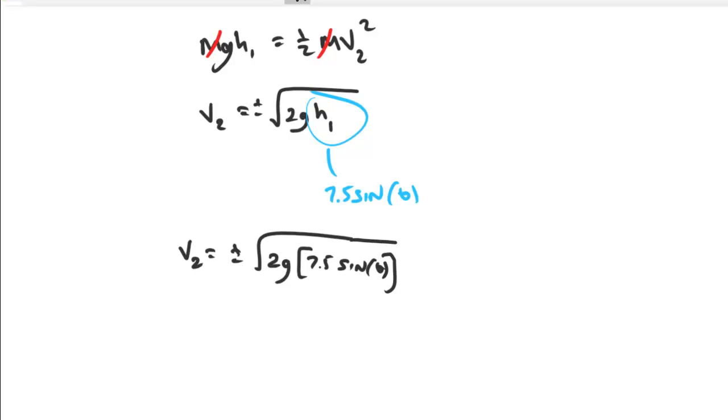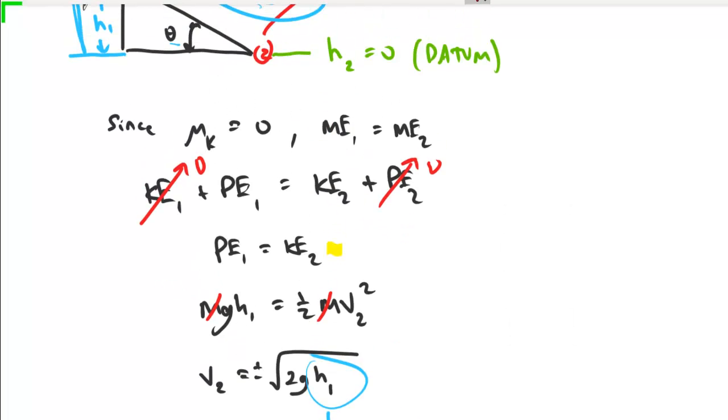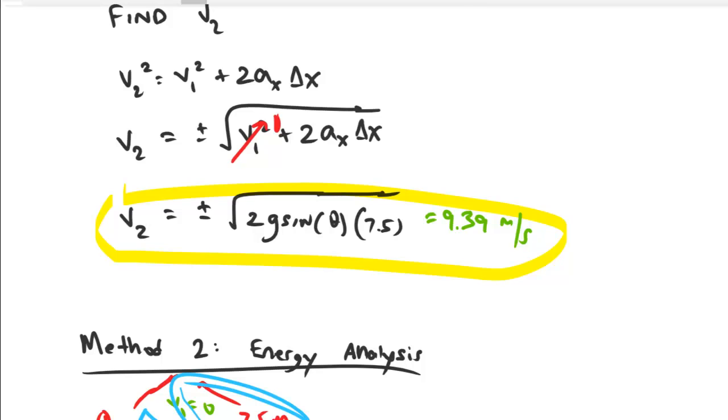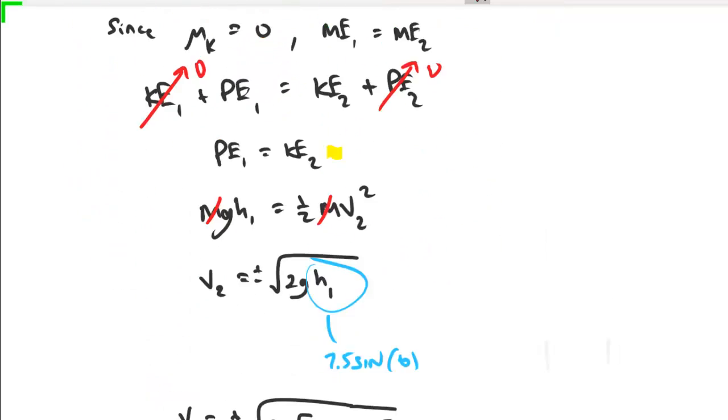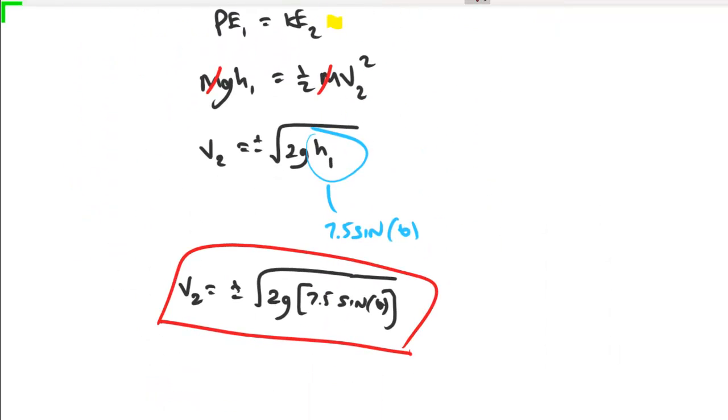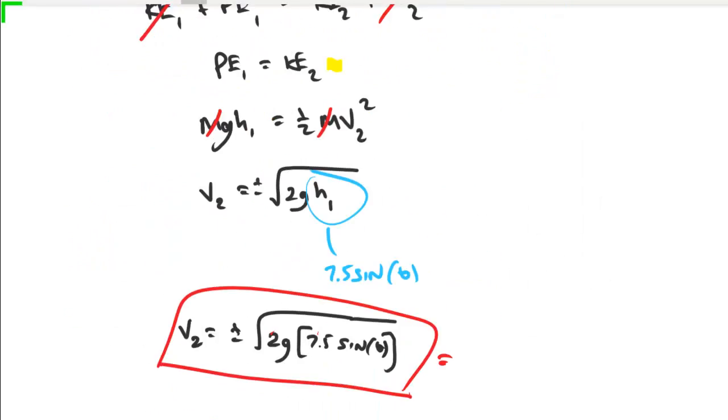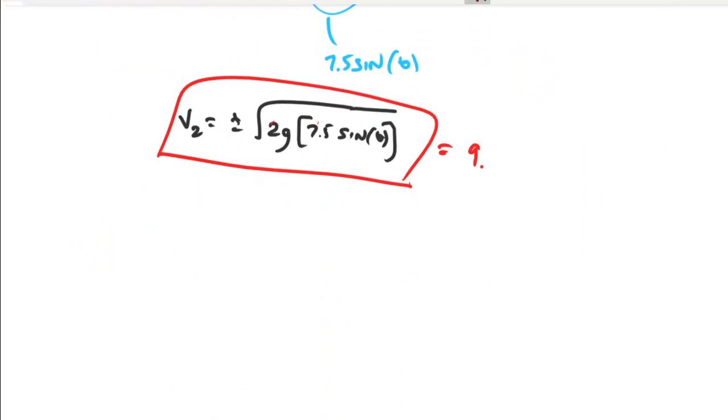So this is what we got from energy analysis. If you go back and look at what we got with Newton's laws, it's 2g times 7.5 sine theta. The order is a little bit different, but it's 15g sine theta, exactly the same thing as this one. And this is equal to the same thing we got up above, 9.39 meters per second. So either way works, Newton's laws in kinematics or energy analysis.